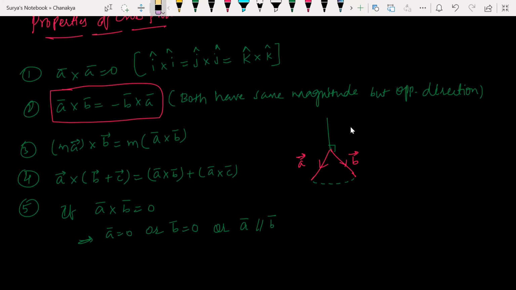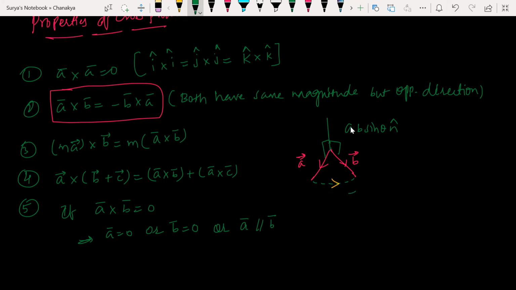Guys, look at this here. As A moves towards B, what happens? This will be perpendicular to this, and this will be perpendicular to this. Okay, and what does it become? So it is going to be A B sin theta n cap. What does n cap denote here? N cap denotes the direction here. If A is moving towards B like this, that is what happens.